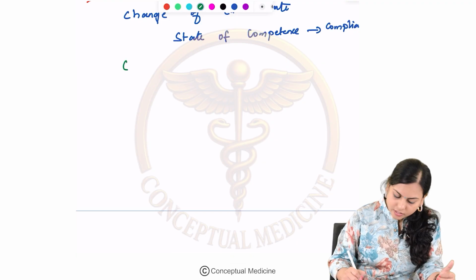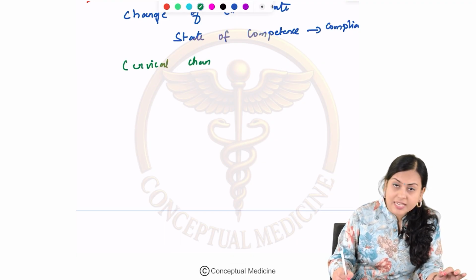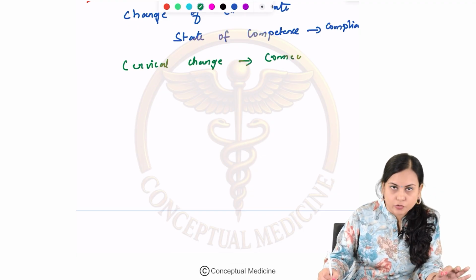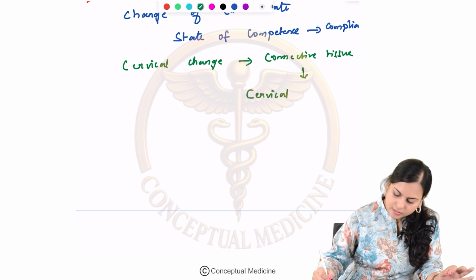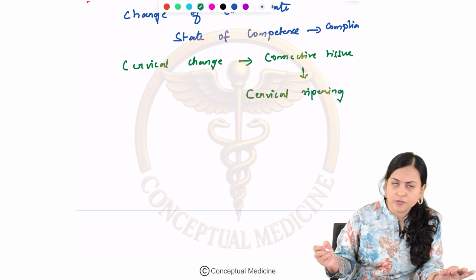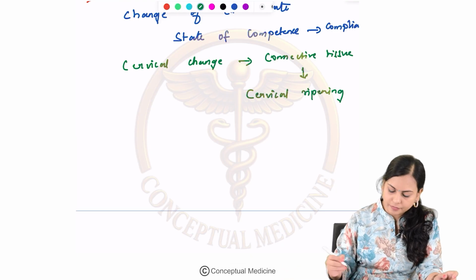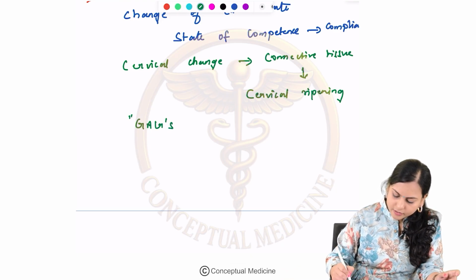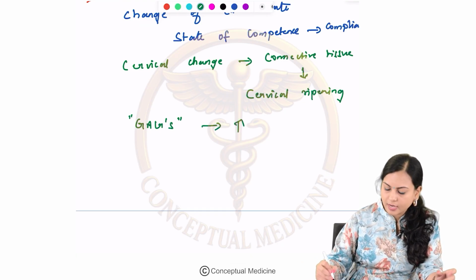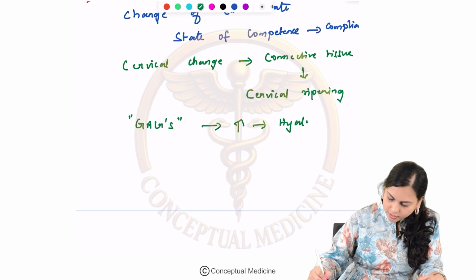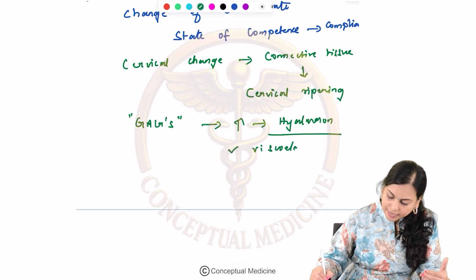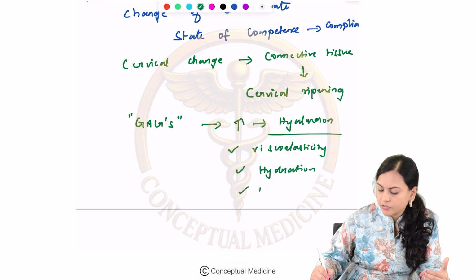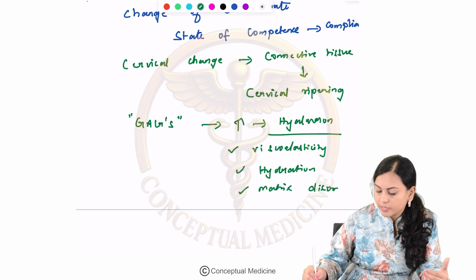So, these cervical changes mainly include the connective tissue changes, okay, and this is called as cervical ripening. So, usually this begins weeks or days before labor, okay, and remember the fact that glycosaminoglycans are also increased, okay, and especially the glycosaminoglycan hyaluronate is increased. So, this is going to increase the viscoelasticity, then hydration, and it is also going to cause matrix disorganization.